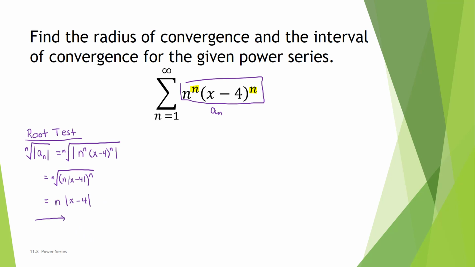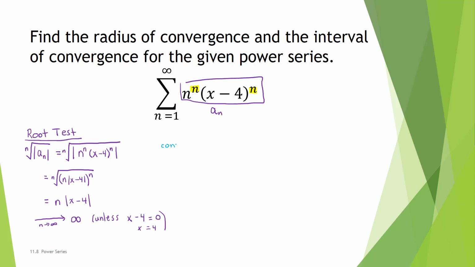Now we can tell if we take a limit as n approaches infinity, we will get infinity because of the factor of n. There is one exception. If x minus 4 equals 0, or in other words x equals 4, then each term in the sequence n times the absolute value of x minus 4 will equal 0, and in that case the limit will be 0. So the limit in the root test is infinity unless x equals 4.